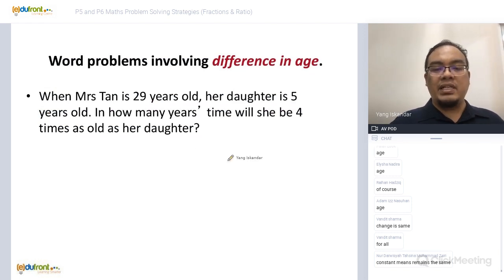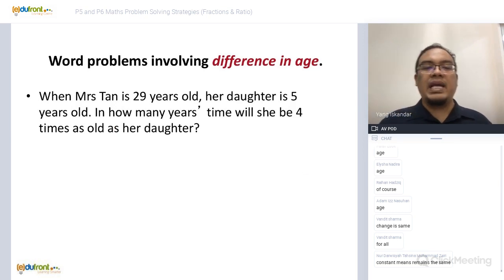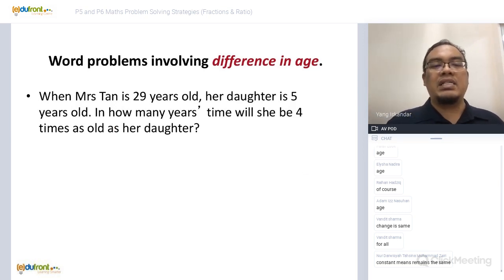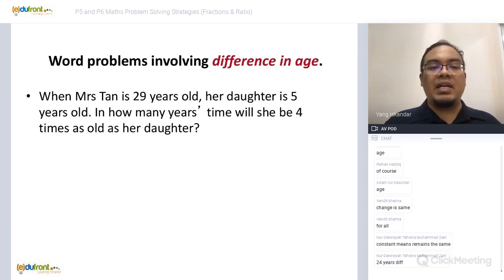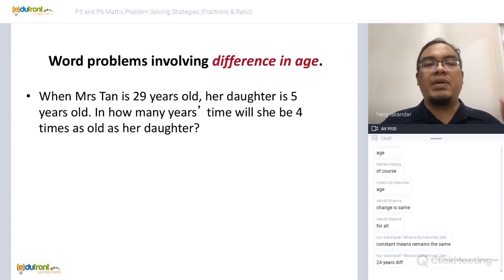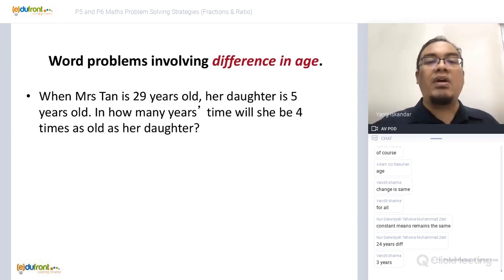Okay, let's take a look at this question. When Mrs. Tan is 29 years old, her daughter is 5 years old. In how many years' time will she be 4 times as old as her daughter? And you know that the difference remains the same, right? Because if Mrs. Tan is 29, the daughter is 5 years old, the difference is 29 minus 5, you get 24. The difference in their age is 24, and it will always be 24 forever, right? As long as they are living, of course.